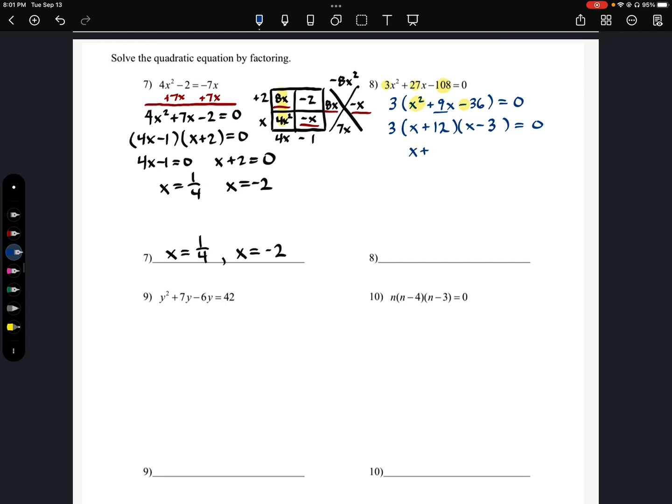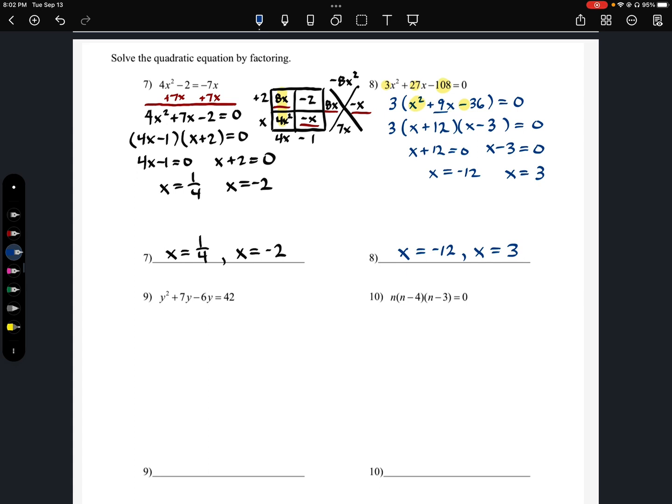As we look to solve it, we'll just take our x plus 12, set it equal to 0, and x minus 3 and set it equal to 0. Remember, that's called the zero product property. Then we'll subtract our 12 from each side. We get x equals negative 12, and then we get x equals positive 3. And those are going to end up being our correct answers. Again, plug it back in to check it.